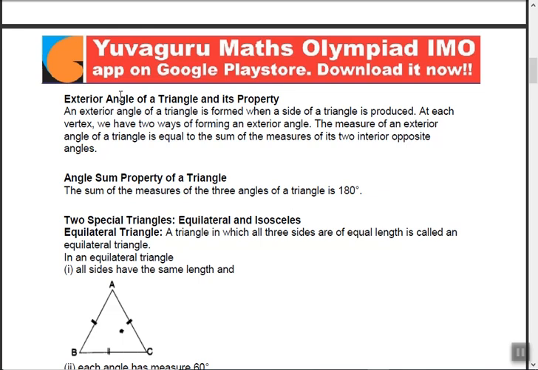Okay, next, what is the exterior angle of a triangle? An exterior angle of a triangle is formed when a side of the triangle is produced. Means what?